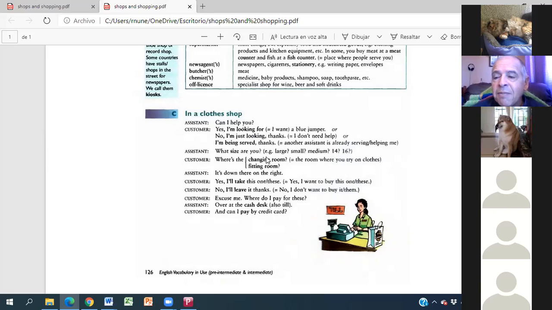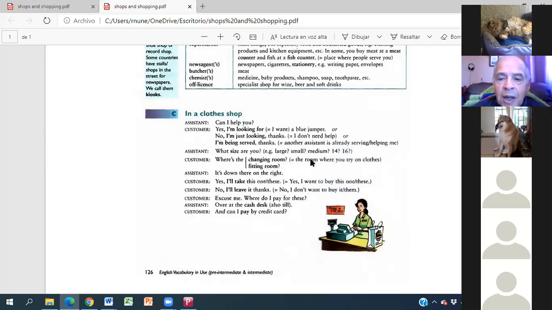For example, my shoes were, I think I was size 6 because I have small feet. Yeah, so my size was 6. But here I am 40, right? So that's the idea. Where is the fitting room, or where is the changing room?